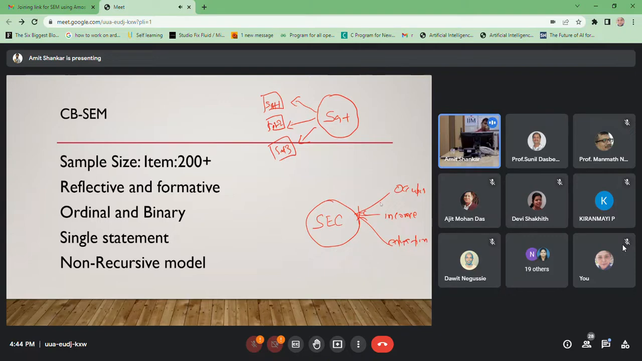Now try to understand what we mean by reflective. In this case, the arrow is coming from the construct. PLS is different, CBSEM is covariance based. That is the difference.